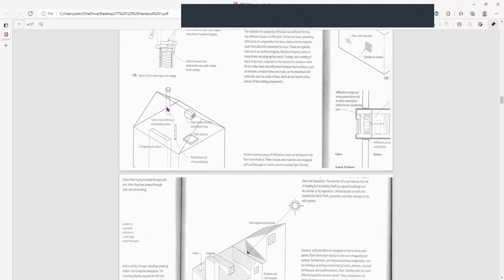But these are the things that do it: chimneys, plumbing penetrations, vents. For every bathroom and kitchen, if they don't combine them, you'll have separate vents. You'll have exhaust ducts. In the attic, you'll have attic hatches. I don't know why they put that there. But in old houses, you may have uncapped wall cavities, but a lot of stuff penetrates your roof, and it makes it impossible. You can't cover those things up. So it makes it hard to put solar panels on.